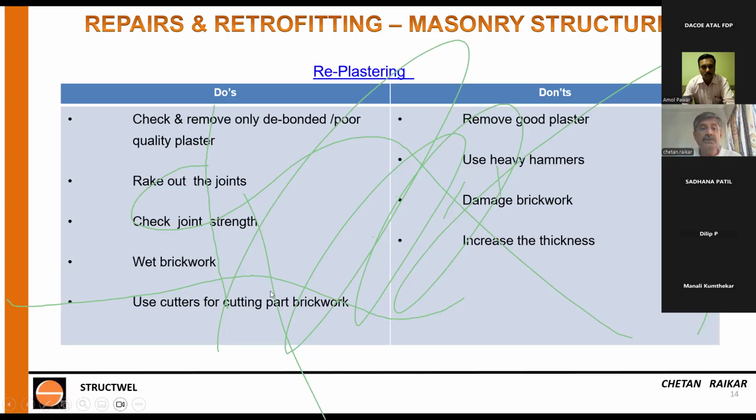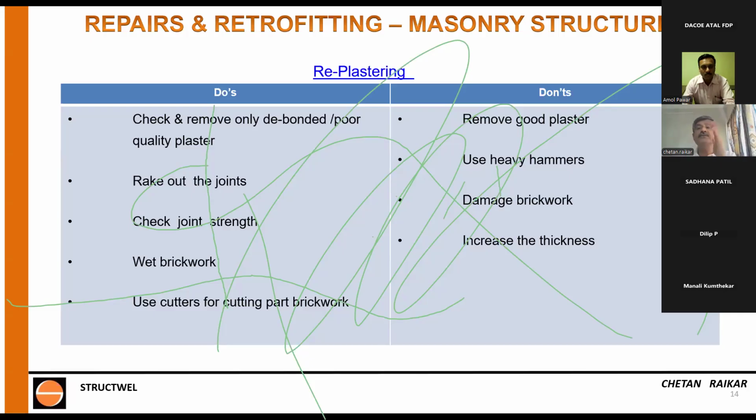Then use cutters for cutting the brickwork and plaster also. See, we use cutters to make a rectangular or square pattern a little beyond the debonded plaster. And only then remove that with a light chisel and hammer, because since it's debonded, it will come off very easily. If you try to remove a strongly bonded plaster, that plaster will offer huge resistance, and in the process you will damage the brick masonry or the block masonry or whatever that is. So the first technique is do not remove plaster that is not debonded.